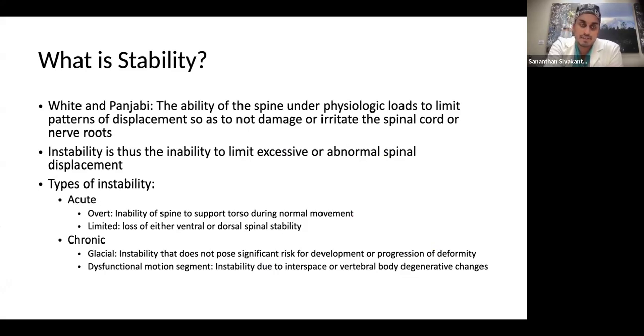So there are different types of instability that have been described, acute and chronic. Acute is obviously what we're talking about here in trauma, with overt instability being inability of the spine to support the torso during normal movement, versus limited instability, which is defined as the loss of either ventral or dorsal spinal stability. Chronic instability is more in our degenerative world, with glacial instability and dysfunctional motion segments having been described in the literature.